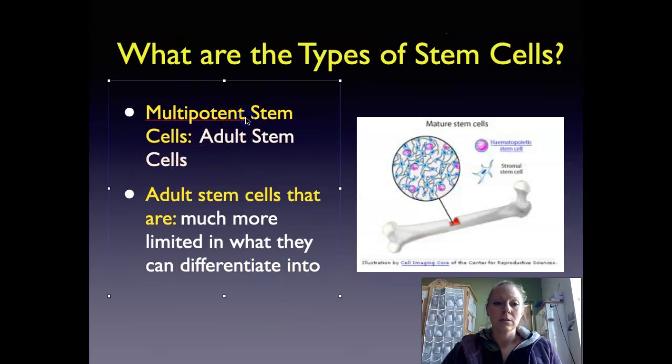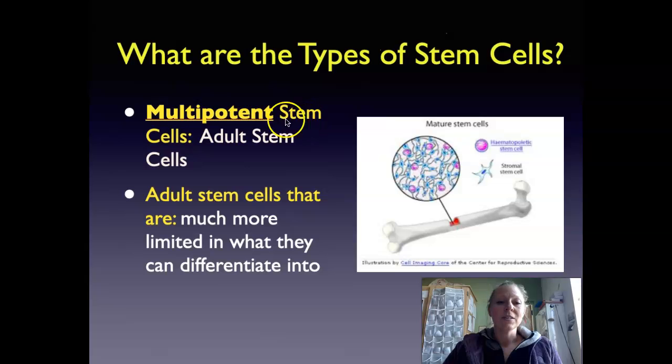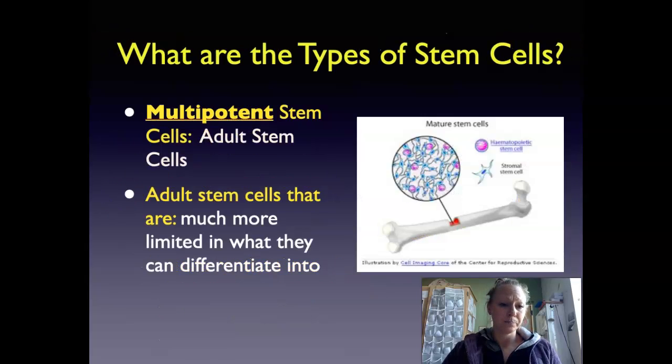Multipotent stem cells. This is another big word. Let's underline that and make it bold. These are called adult stem cells. So by the time you are born, you no longer have any pluripotent stem cells. All of your cells, well, most of your cells have differentiated into what they're going to become. You're going to have eyeballs, you're going to have skin, you're going to have muscles.